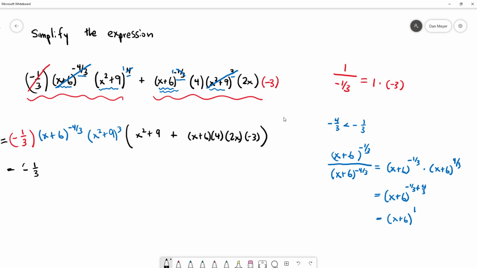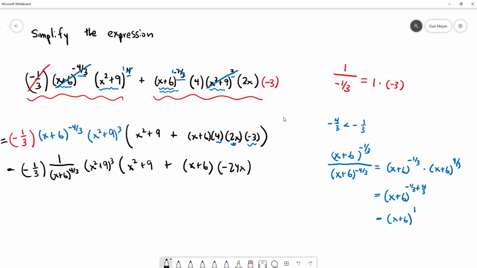I'm not going to do anything super fancy out front yet, other than write x plus 6 to the negative 4/3 as 1 over x plus 6 to the 4/3. Inside the parentheses here where we have most of our simplification, I'm going to focus on the second bunch first. I'm going to combine these 3 terms first. So we've got x plus 6, 4 times 2x is 8x, times negative 3 is negative 24x.